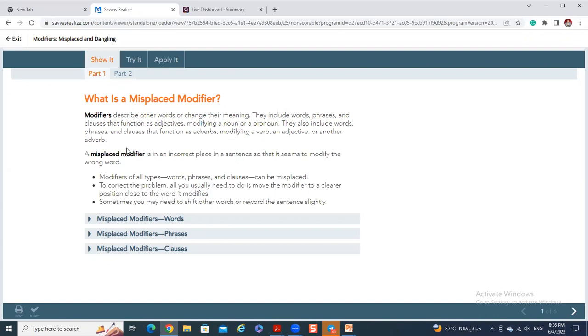What is the misplaced modifier? The misplaced modifier is in an incorrect place in a sentence, so it seems to modify the wrong word. Modifiers of all types, words, phrases, or clauses, can be misplaced. To correct the problem, all you usually need to do is move the modifier to a clearer position, close to the word it modifies. Sometimes you may need to shift other words or reword the sentence slightly.